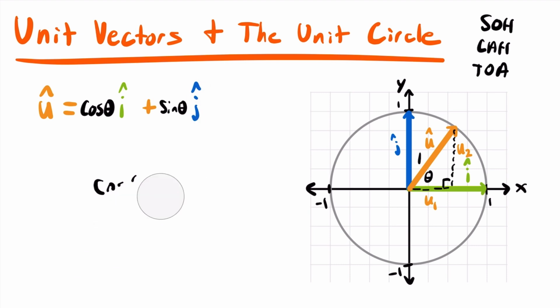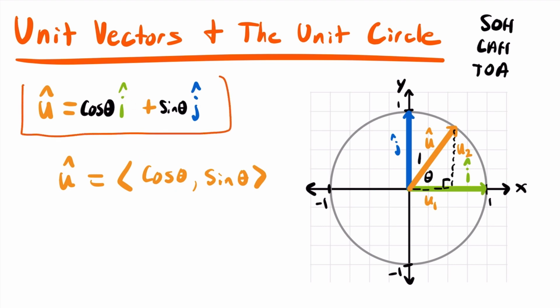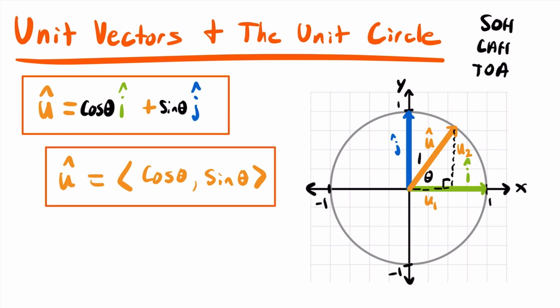Okay, so what we found here by using the unit circle and our trig functions is that we can represent a unit vector using its angle from the positive x-axis. All we have to do is take the cosine of that angle and then the sine of that angle. All right, and so these are the two ways that we could express that. You could use a linear combination of your standard unit vectors, or you could use this standard vector notation.